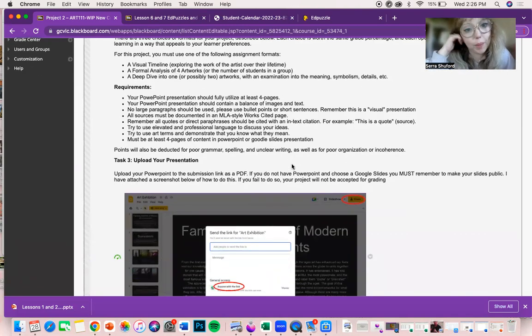Requirements for this assignment: your PowerPoint presentation must utilize at least 4 pages. Your PowerPoint must contain a balance of images and text. So I don't want you to have just one image and two words on there, but I also don't want you to have full paragraphs either.